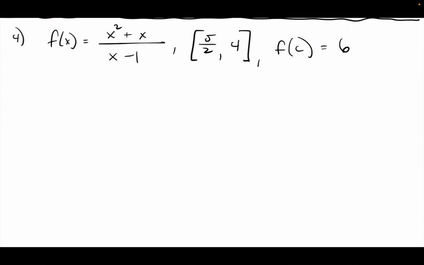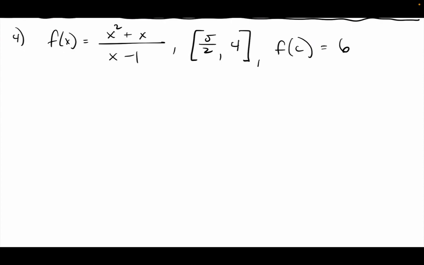So here's f of x. Here's the interval, 2.5 to 4. This one has some issues with discontinuity. So you're going to have to verify that we can use the intermediate value theorem. And on this one, I'll give you a little preview. It does have a discontinuity. This one's going to have a vertical asymptote at 1. But we don't care about that.